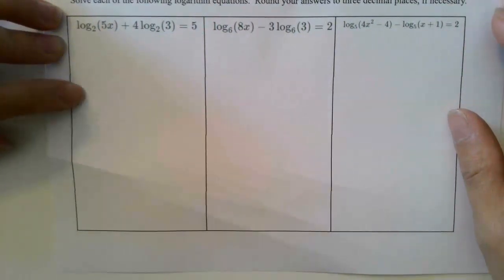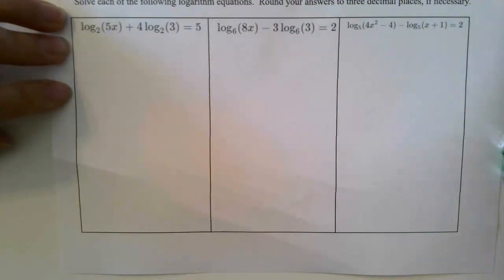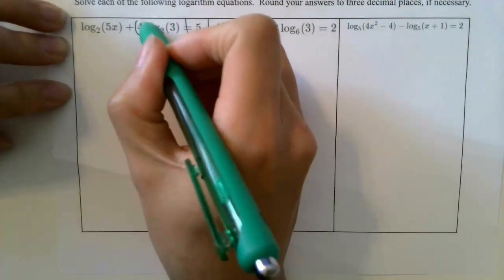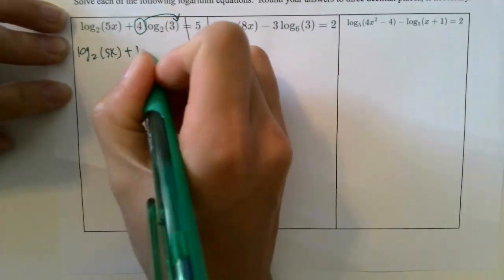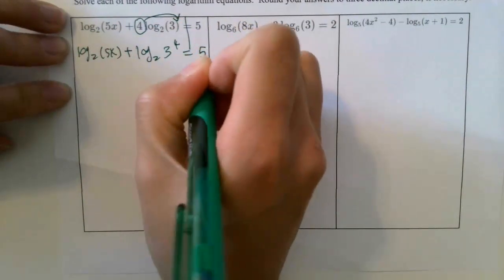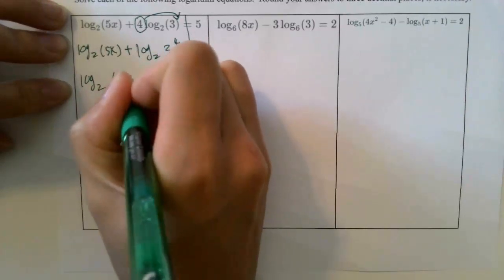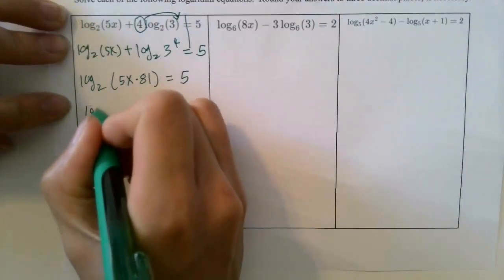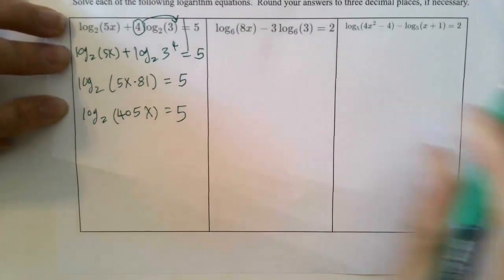Let's look at this one together. Always number 1 is good. I have log on the left side of the equal sign, so let's go ahead and condense it. That 4 goes as an exponent of 3. So log base 2 of 5x plus log base 2 of 3 to the 4th power is equal to 5. Both with the base 2, multiply. So log base 2 of 5x times 3 to the 4th power, which is 81, is equal to 5. Which is log base 2 of 405x is equal to 5. So I'm done with step number 1.